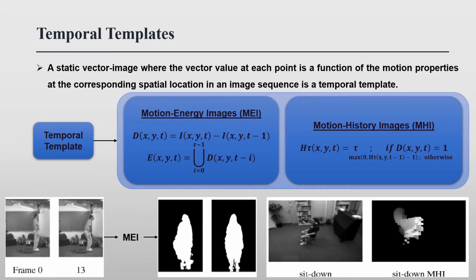The next one is motion history images. Unlike motion energy images, motion history images define how the movement is in an image. This is defined as h_tau(x,y,t) at spatial location x,y and time instant t, which is tau, the duration of the movement, if the binary image sequence is 1, or else maximum of 0 and h_tau(x,y,t-1) minus 1 otherwise. Here are some of the motion energy images observed from the given frame images. Similarly, for a sit-down image, the motion history image is also represented here.